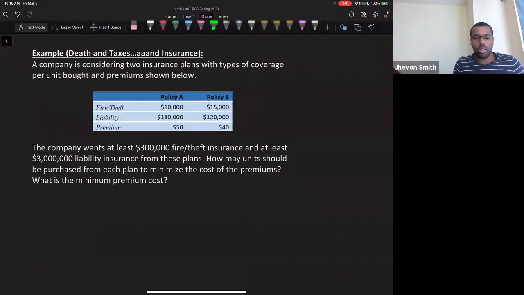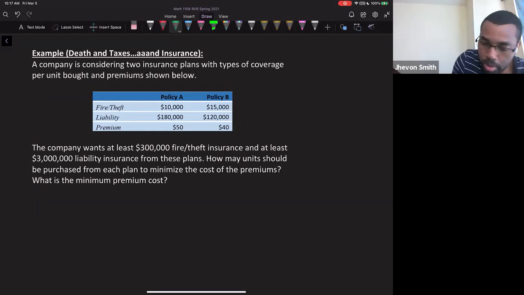All right. So here we are buying insurance. A company is considering 2 insurance plans with 2 types of coverage per unit bought. The premiums are shown below. So you have policy A or policy B. Policy A will give you $10,000 in fire and theft coverage, $180,000 in liability. So if you have a fire or theft, they'll give you $10,000 to replace what you've lost. Or if you're sued for liability, they'll pay $180,000.